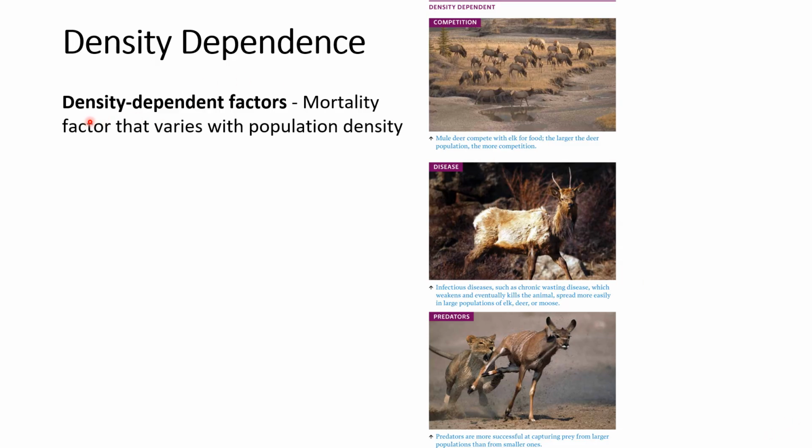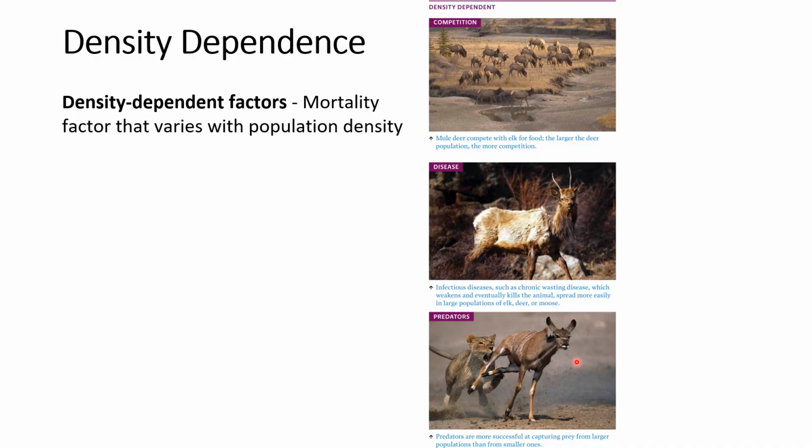Sometimes it's easier to define density dependent factors with their examples. For example, we're looking here at mule deer competing with elk for food. Basically the larger the population, the more competition there is for that resource. So the larger the population, the more fierce the competition, and it limits the population size. Disease becomes much more of a problem in larger populations. It spreads more easily in a large population of elk.